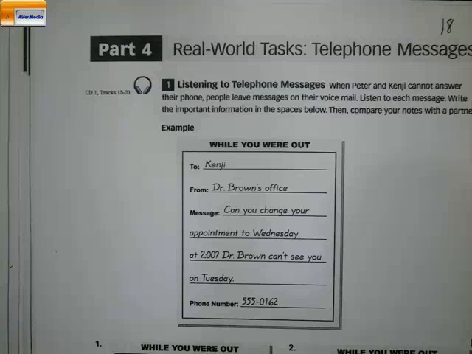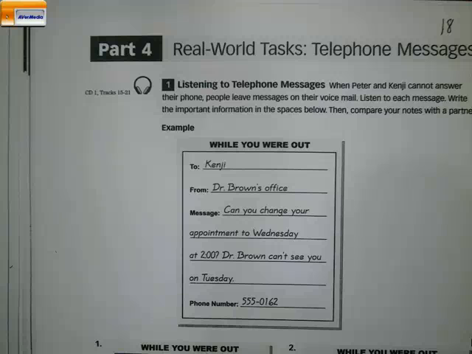555-0162. So what you needed to get to understand that this was to Kenji from Dr. Brown's office and changing appointment to Wednesday at 2. Question mark to indicate response. Dr. Brown can't see you on Tuesday. Probably you don't need that. All you needed to say, change appointment Wednesday, 2 p.m. Get the message down and get the phone number. So let's now do the next ones and see how well.